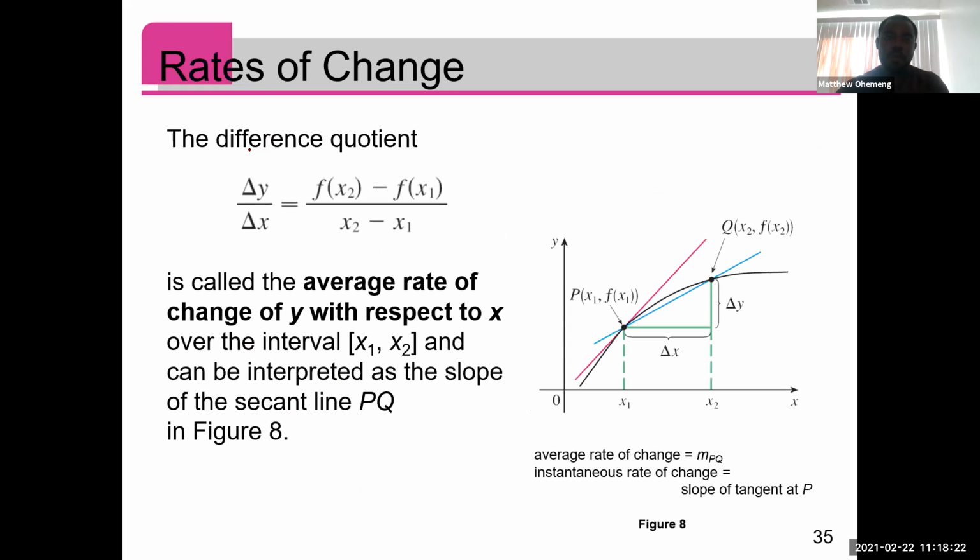Now, if we are interested in the difference quotient of this change, then we have the change in y over change in x, and that will be given by f of x2 minus f of x1 over x2 minus x1. So for any quantity f, this is the difference quotient. Now, this difference quotient, as you can see, is quite close to what? Slope of a line.